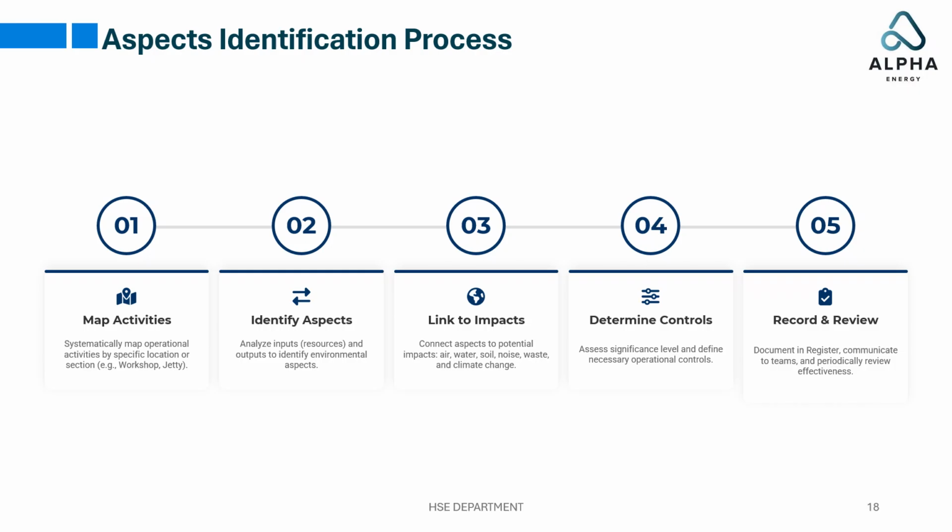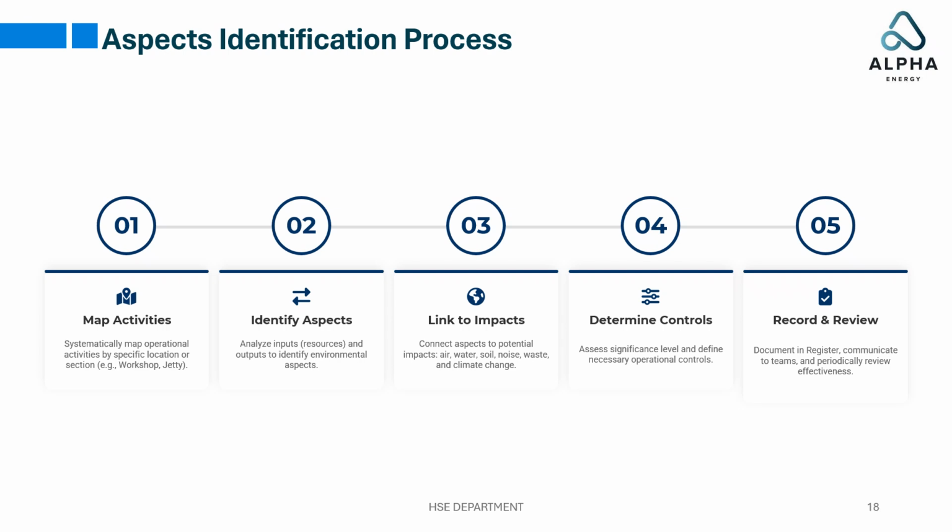The third step is linking aspects to impacts, where these aspects are connected to possible environmental effects such as impacts on air quality, water, soil, noise levels, waste generation, and climate change. The fourth step is determining controls, where the significance of each aspect is assessed and appropriate operational controls or mitigation measures are defined to manage environmental risks.